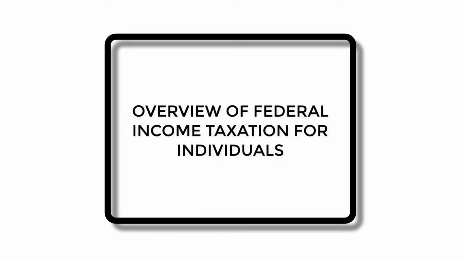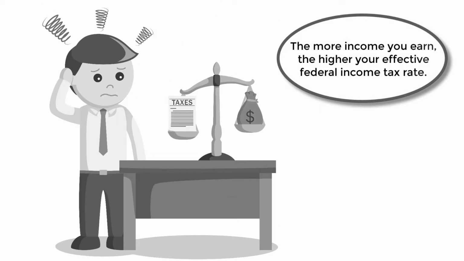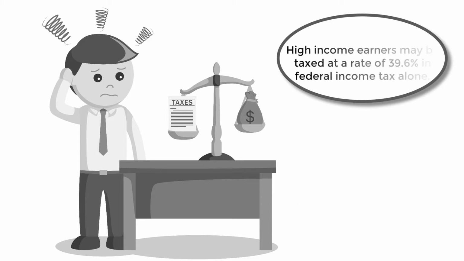Federal income taxes are assessed on a progressive level. This means that the more income you earn, the higher your effective tax rate is. The first few hundred or $1,000 you make might not be taxed at all, while higher income earners may be taxed at a rate of 39.6% in federal income taxes alone, in addition to state taxes and payroll taxes.